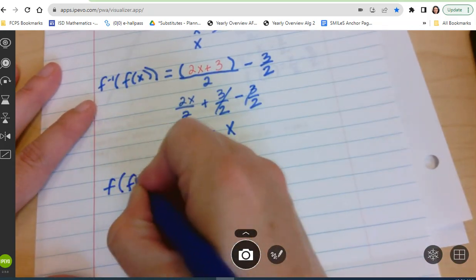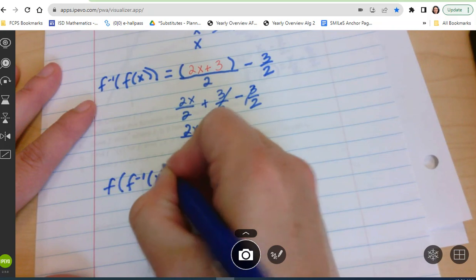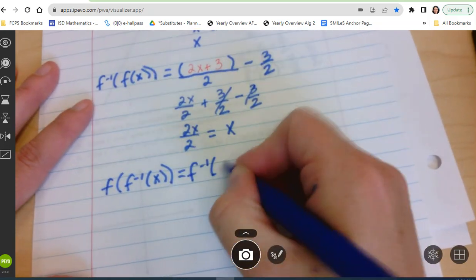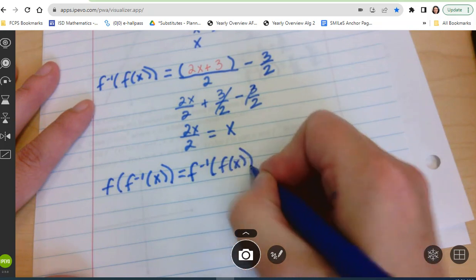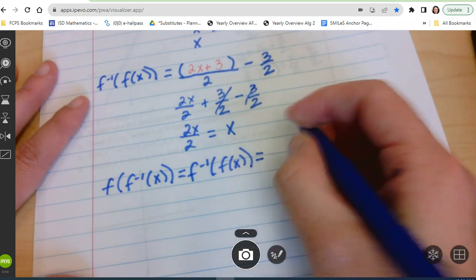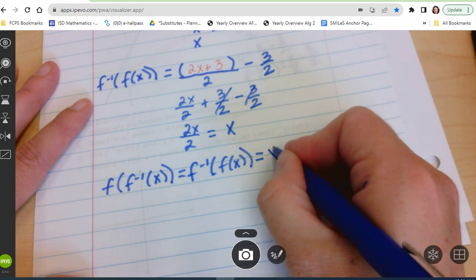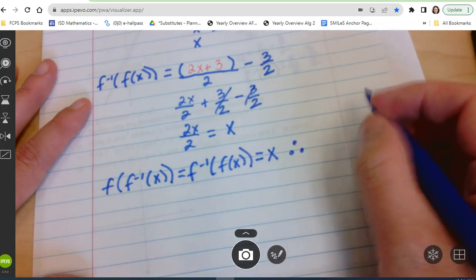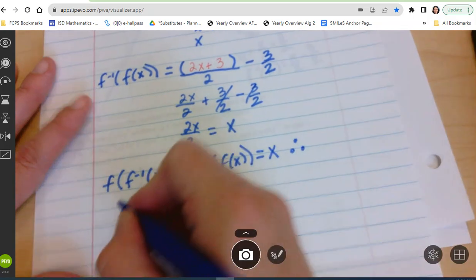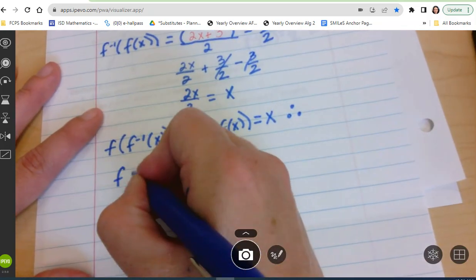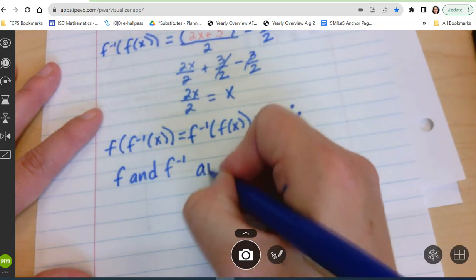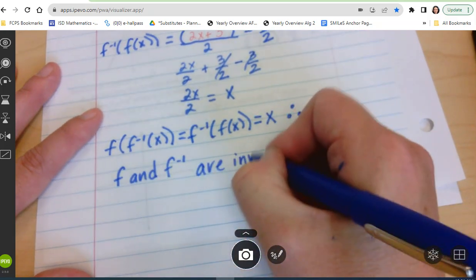f of the inverse of f of x is equal to inverse f of f of x, which is equal, sounds like Dr. Seuss, right? Equals x. Therefore, 3 dots means therefore, f and inverse f are inverses.